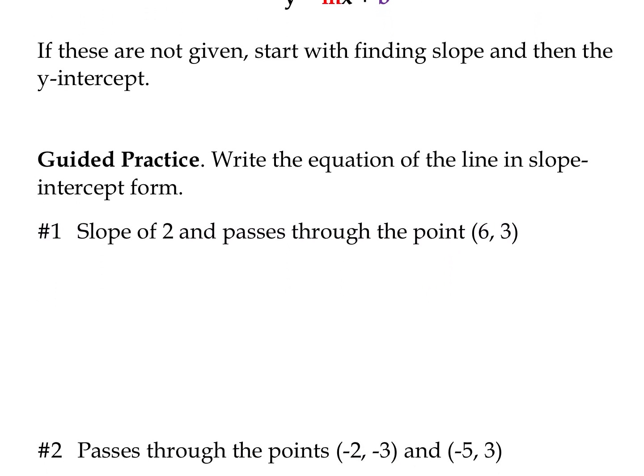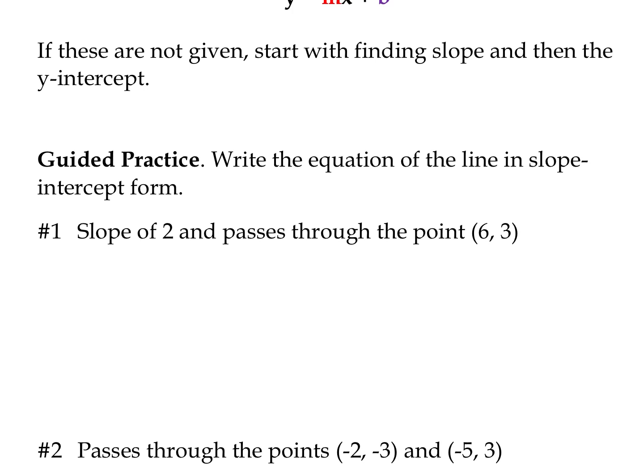So in this first problem, we've got a line with a slope of 2, and it passes through the point 6, 3. So we've got a slope. We don't have a y-intercept. We've seen before maybe we have a y-intercept given to us. We'd have to have an x value of 0 to have this be the y-intercept. So the y-intercept here is not 3. We're going to have to find out what it is. So how can we do that?